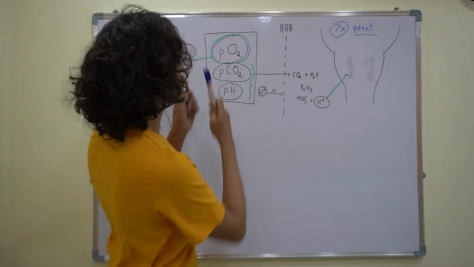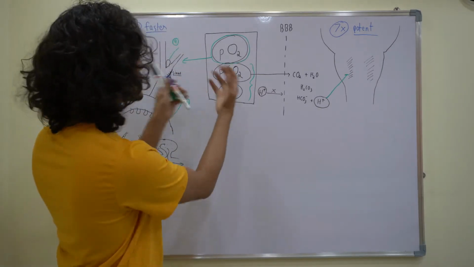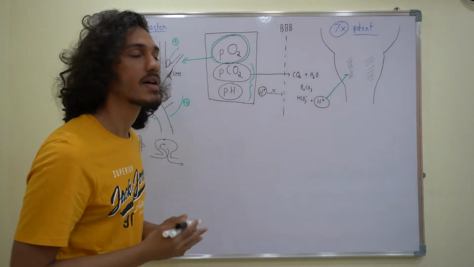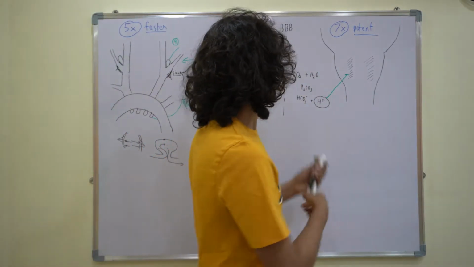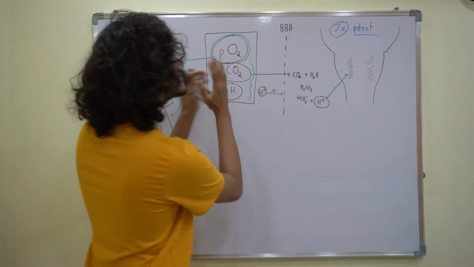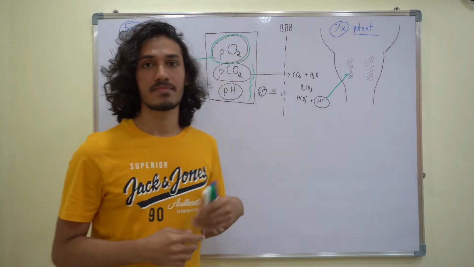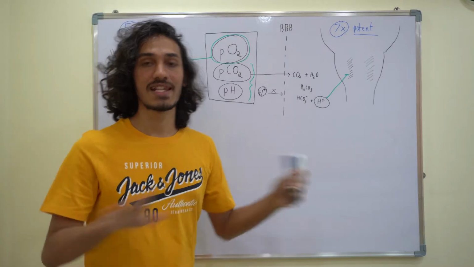So we got the PO2. It also detects PCO2 and pH. Very different mechanism. We'll come to it a little later. And your central chemoreceptors predominantly measure your PCO2 levels in the blood. Are we clear with this?